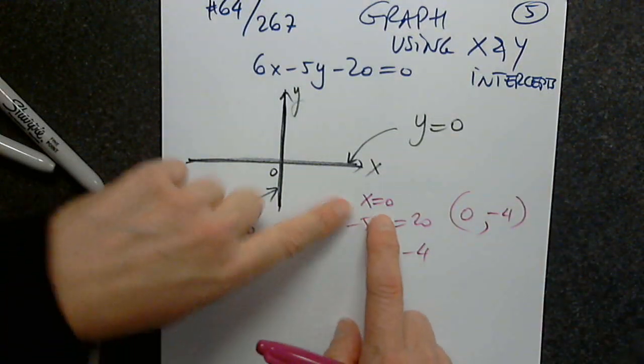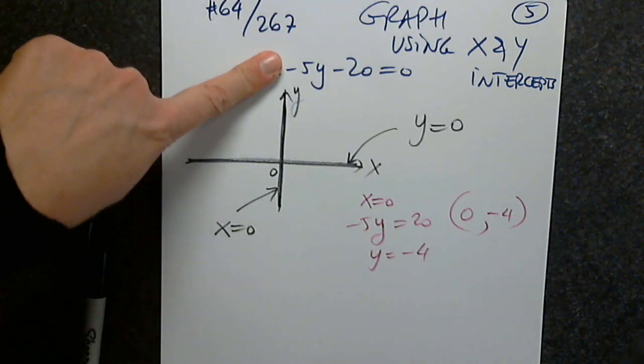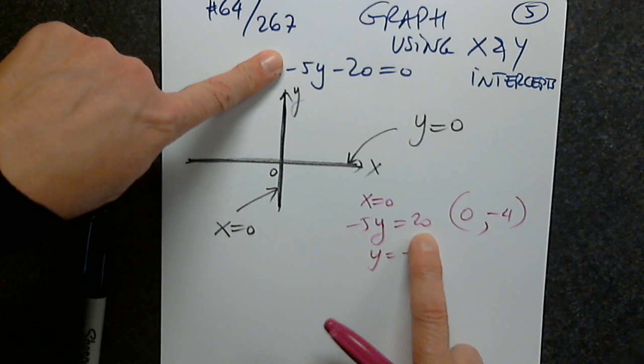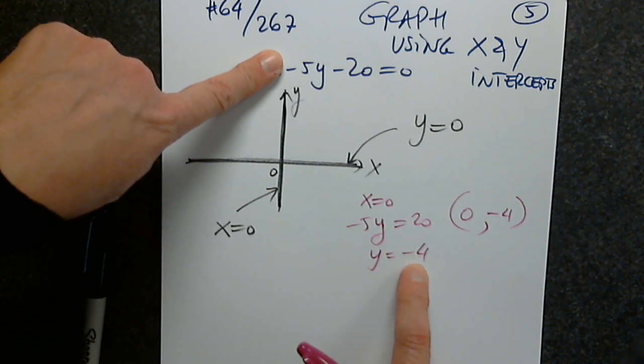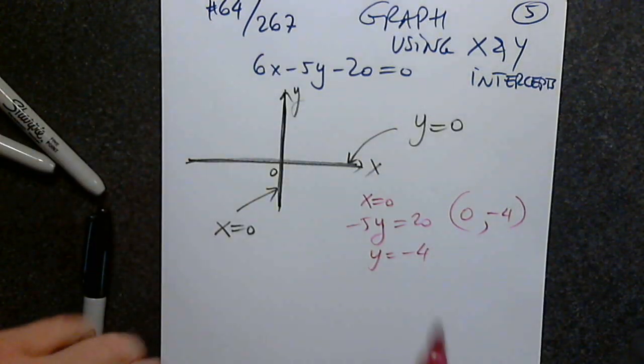Yes. So I make x equals 0. I covered it because this term goes away. When x is 0, this goes away. So I have -5y equals +20. I divide by -5 to get -4. That's how we got this ordered pair: 0, -4, which is here.